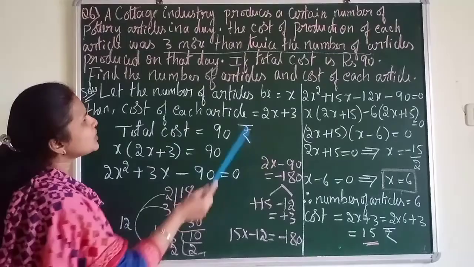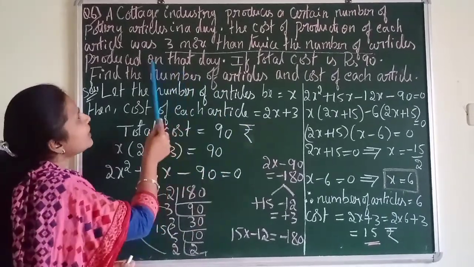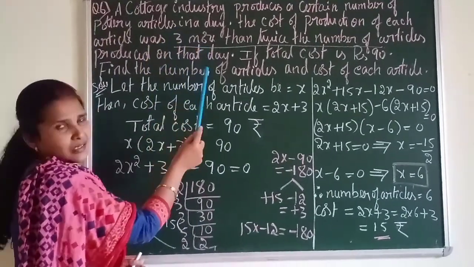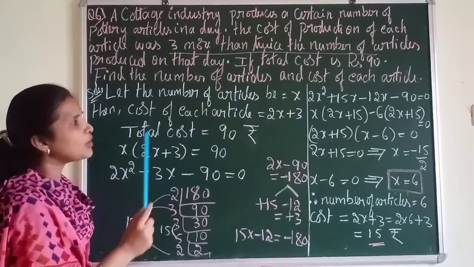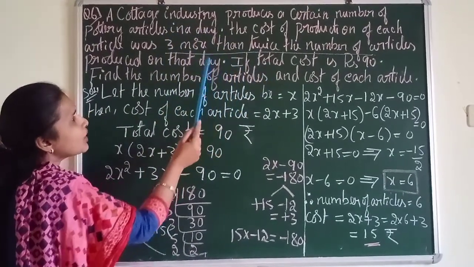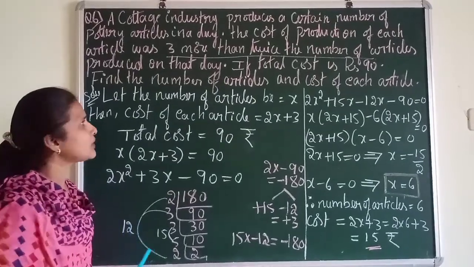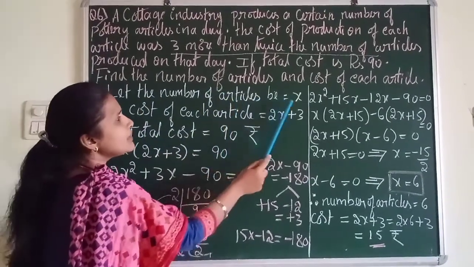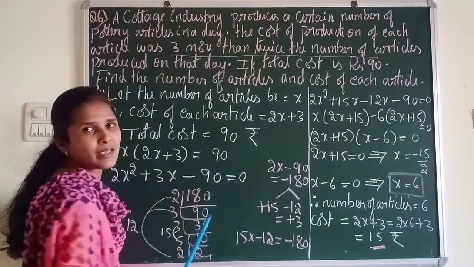If you have not understood, whichever variable is in the last part of the sentence, that is what we have to assume. Here the cost depends on the number of articles. So let us assume the number of articles on a particular day be x.